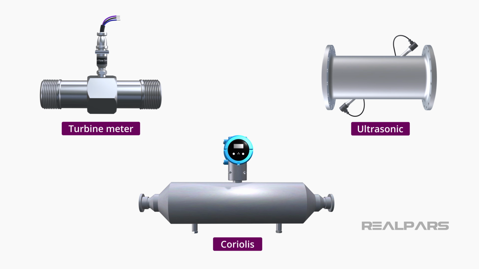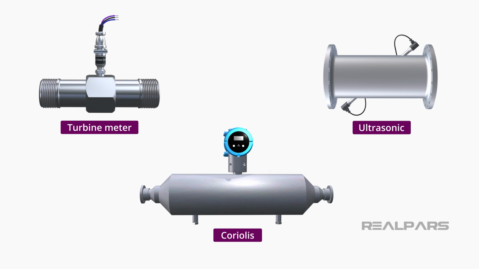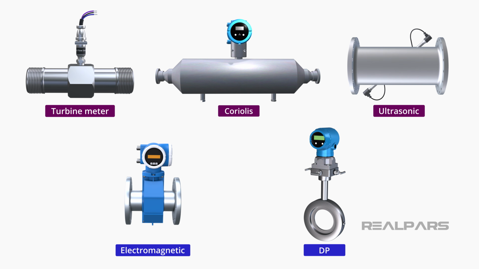There are many types of process flow meters: Coriolis mass flow meters, positive displacement flow meters, such as turbine meters, and volumetric flow meters, like ultrasonic flow meters, just to name a few. In fact, there are at least 18 different types of flow meters. Why are there so many different types, you may ask? Each type of flow meter operates on different physical, mechanical, and electrical principles.